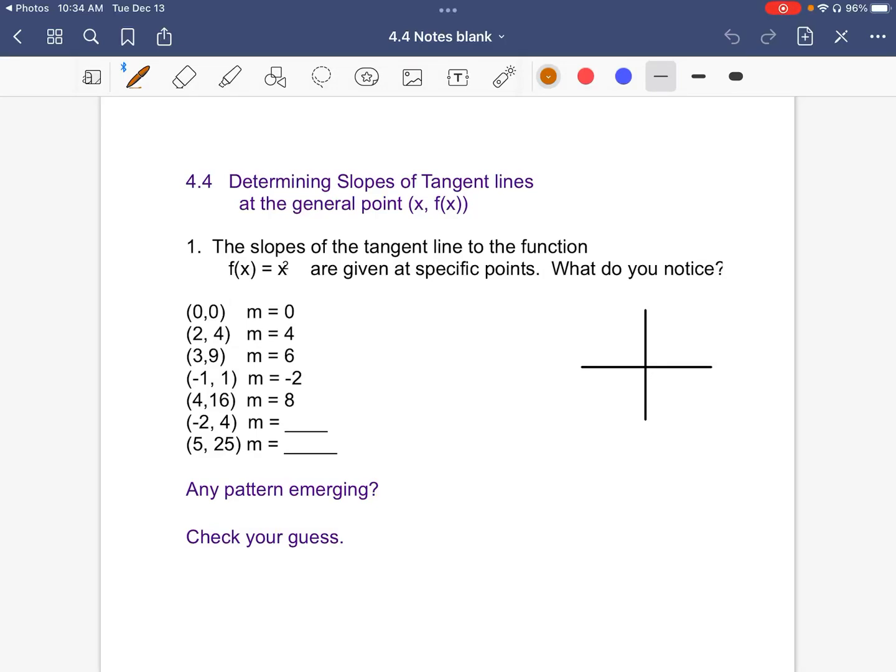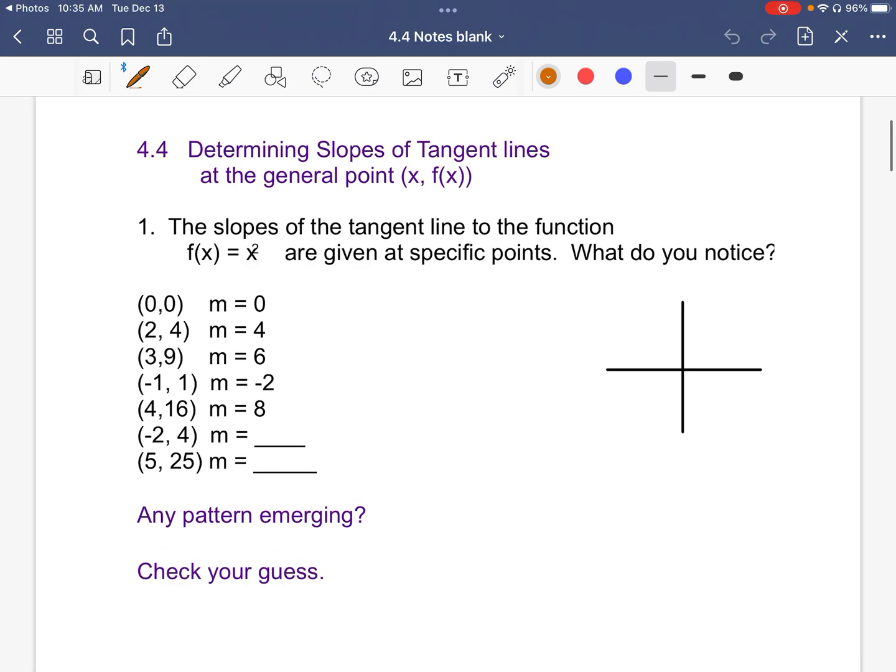Today we're looking at 4.4, slopes of tangent lines at a general point. In our previous lesson, we talked about finding slopes of tangent lines at specific points. So for this first question, we can do that.